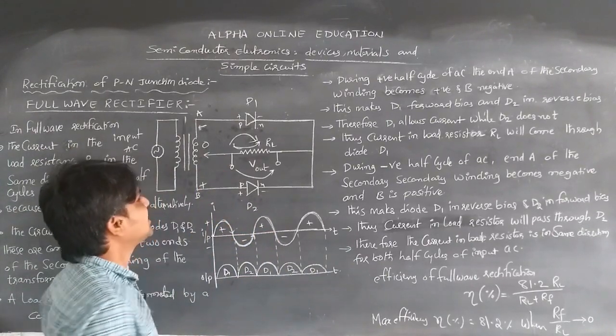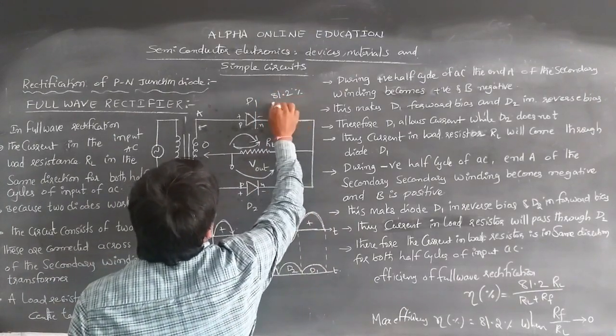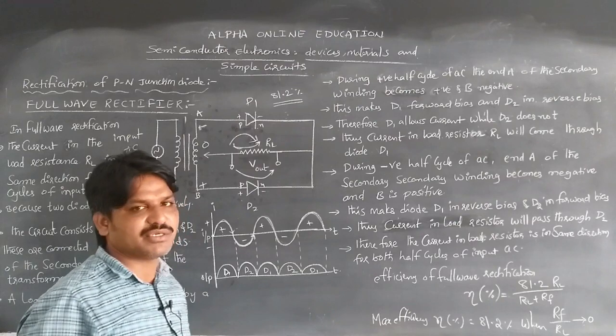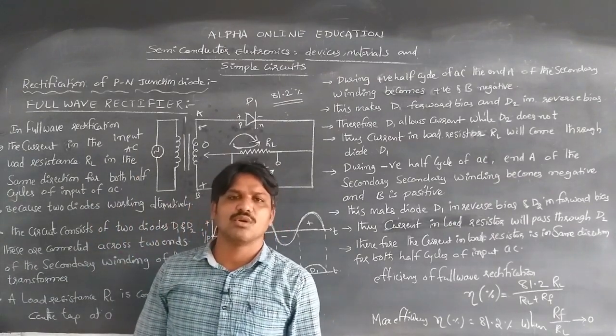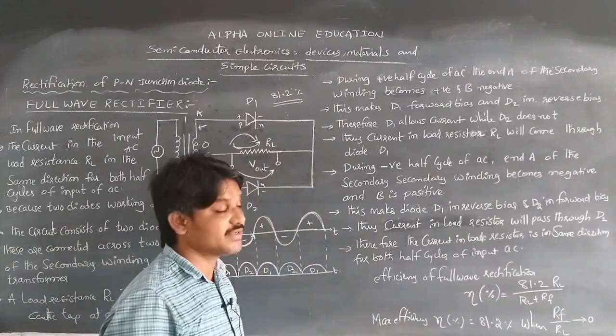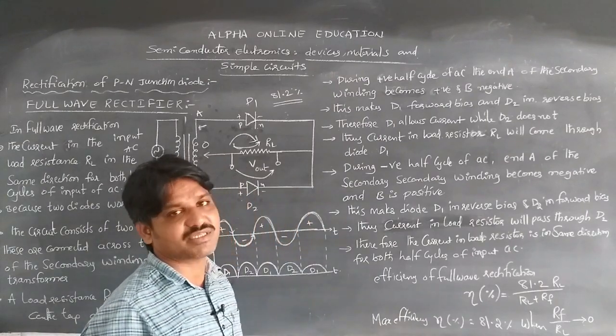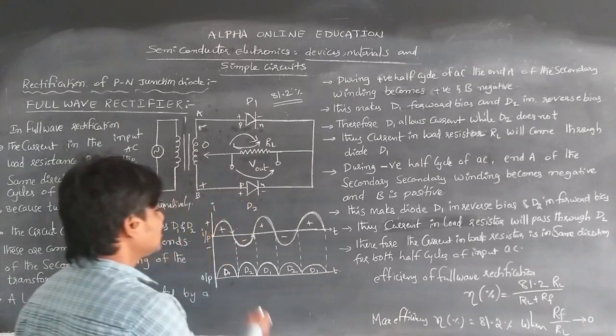Then the efficiency can be 81.2%. 81.2% of the current can be converted by using the full wave rectifier. 81.2% efficiency is there for the full wave rectifier, so mostly we will use this one.